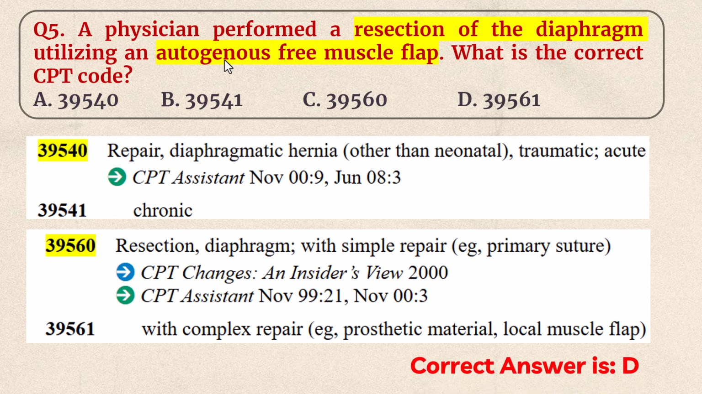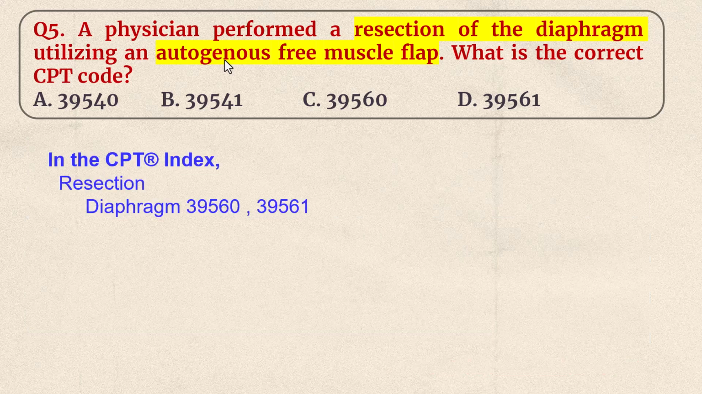If you encounter this case in a real working scenario, you have to use the index of the CPT code. So go to the CPT code index, go to resection. In that you have to go to the diaphragm. It will lead you to the codes 39,560 and 561. Again, go back to the tabular list and confirm the answer. So the answer is D.